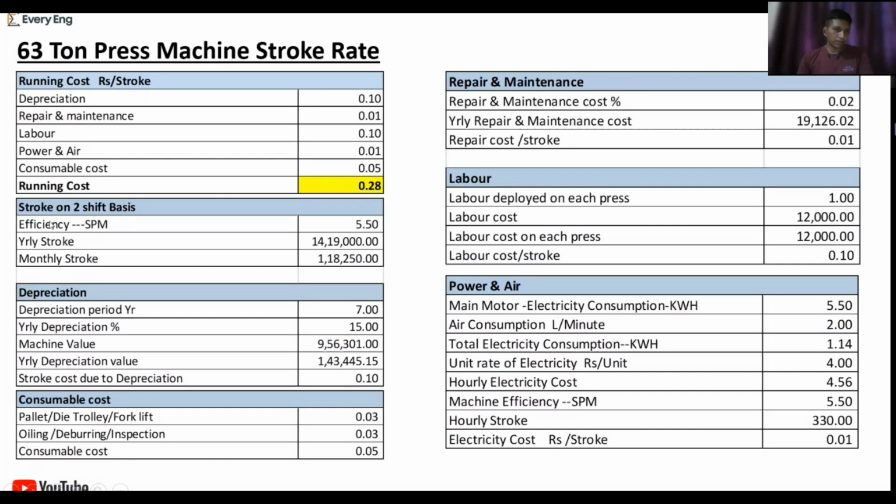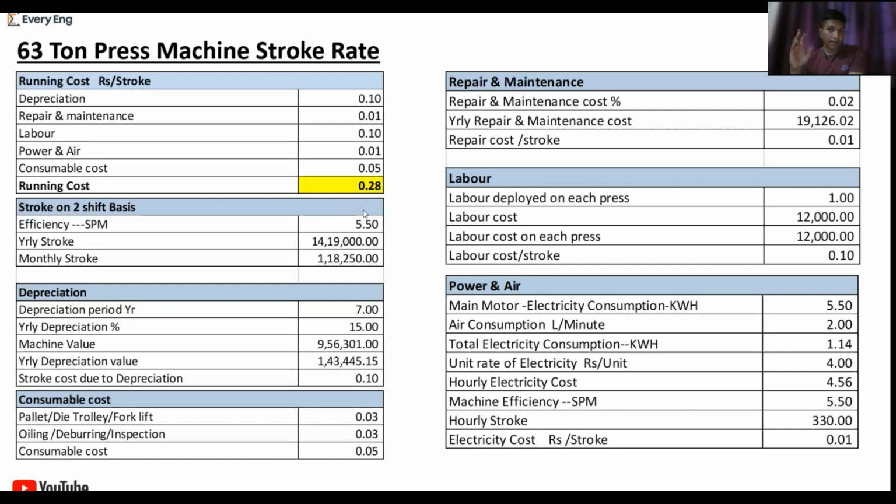Stock on a two shift basis. Efficiency of the 63 ton machine is 55 SPM. SPM means strokes per minute. In general conditions, SPM also varies. Our company standard is 5.5. Some companies have 10, some companies have 3.